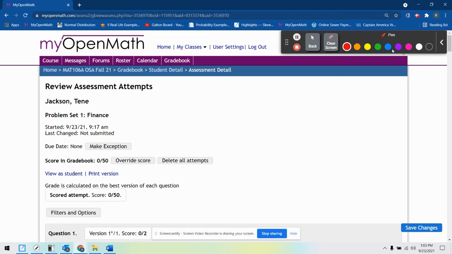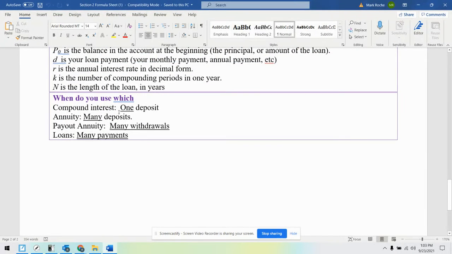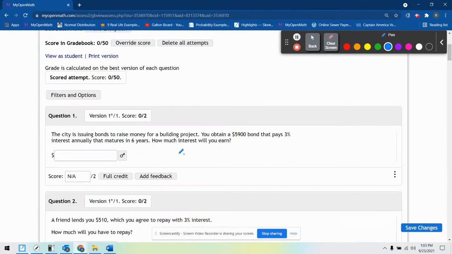What you want to do is have that formula sheet out, and we're just going to look at the last box, okay? So if it doesn't mention compounding, or if it's one of the questions in the beginning, it's going to be one of those first two, simple interest over time or simple interest problems, especially when you talk about something like maturing. So this says the city is issuing bonds to raise money for a building project. You obtain a $5,900 bond that pays 3% interest annually that matures in 6 years. How much interest will you earn?